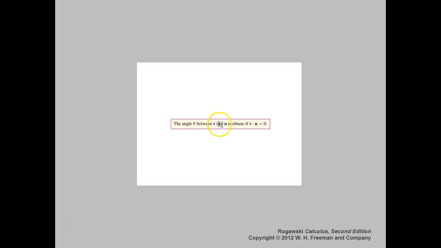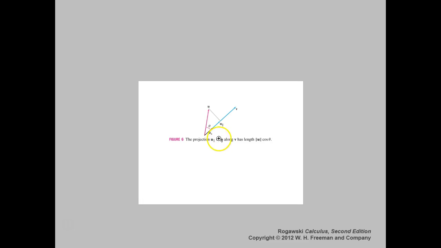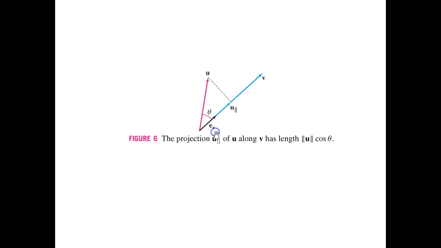Yeah, here's what we were doing a few minutes ago. I didn't realize I had just completely walked over the thing. The angle between V and W is obtuse if the dot product is less than 0, negative in other words. Okay, all right, here we go.